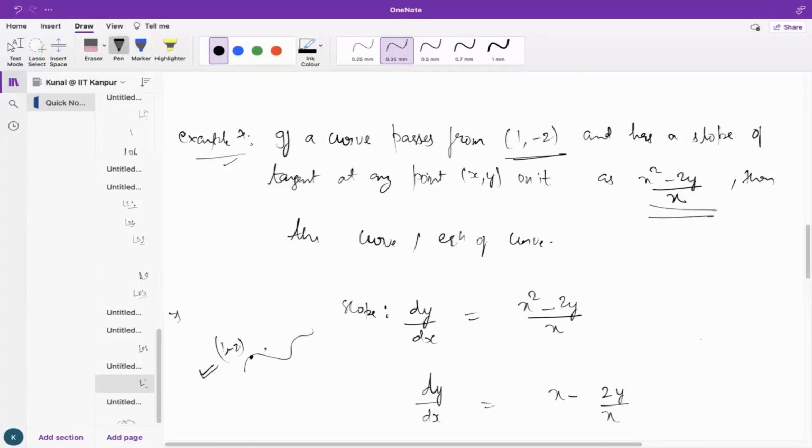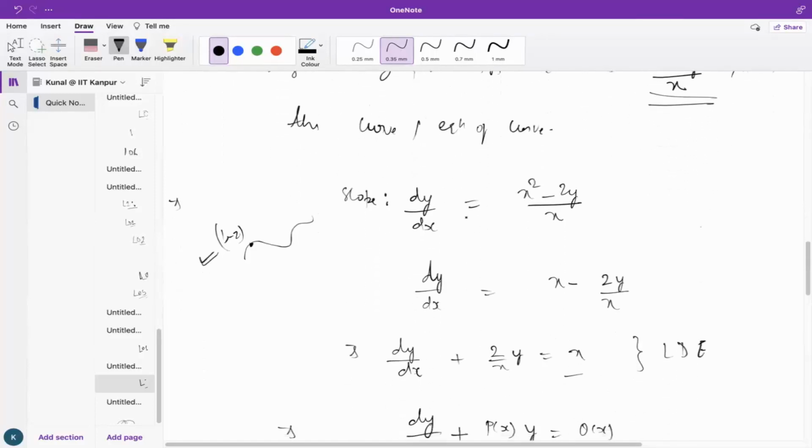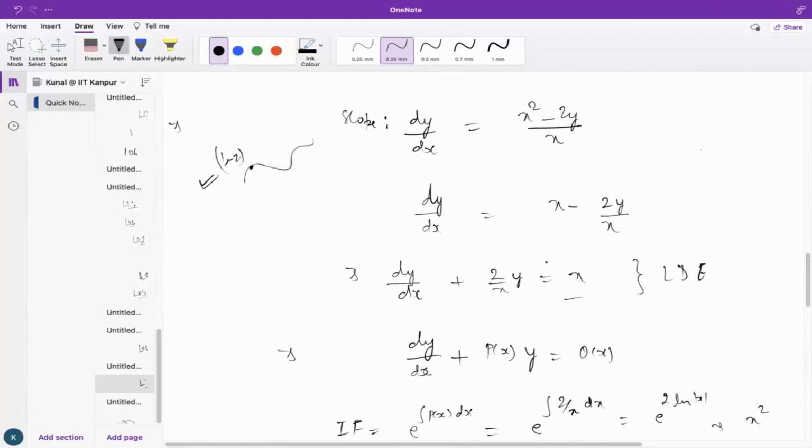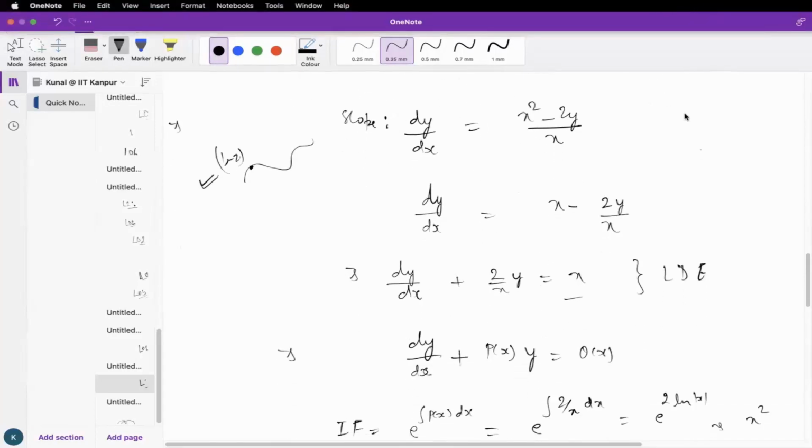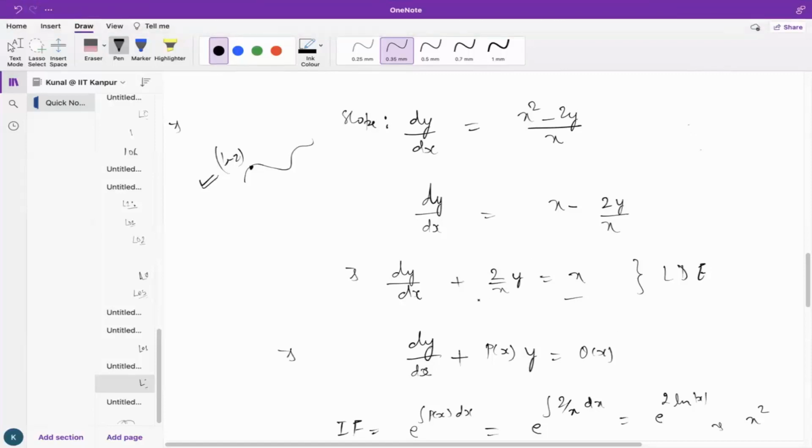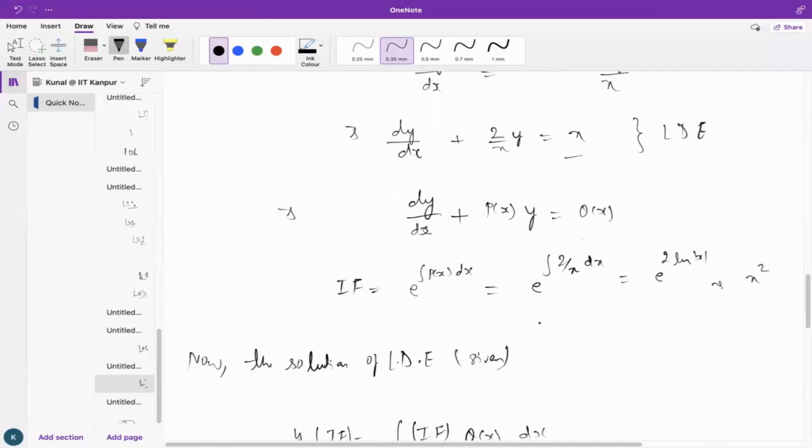So assuming this is our curve equation, its slope of tangent at any x and any y is something like x square minus 2y by x. Then we get the equation of the curve. The slope is given as x square minus 2y by x. So this is actually a linear differential equation, and when we solve it, we will get the following result.